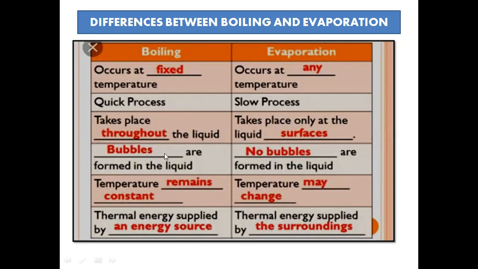Bubbles are formed in the liquid when we boil. No bubbles are formed in the liquid during evaporation. Temperature remains constant in boiling, whereas temperature may change during evaporation. Thermal energy is supplied by an energy source in boiling, whereas in evaporation, thermal energy is supplied by the surroundings itself.